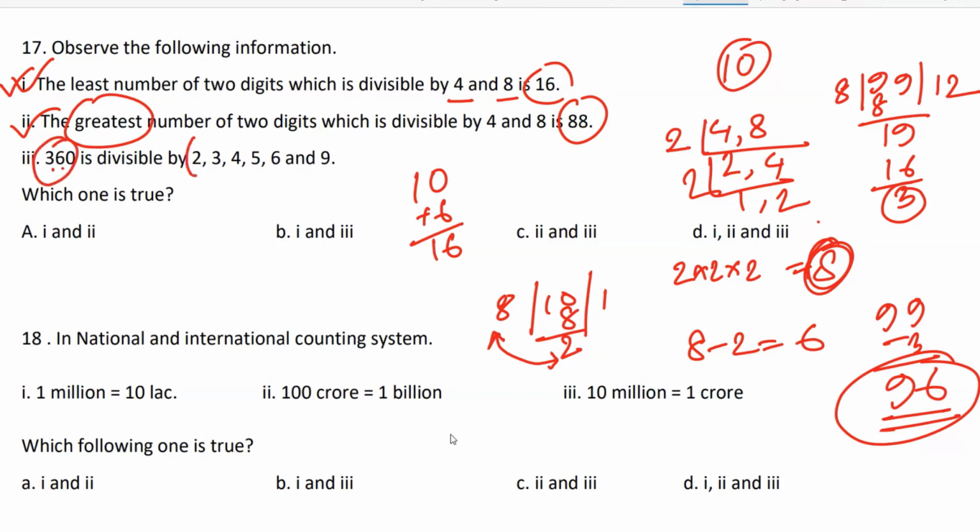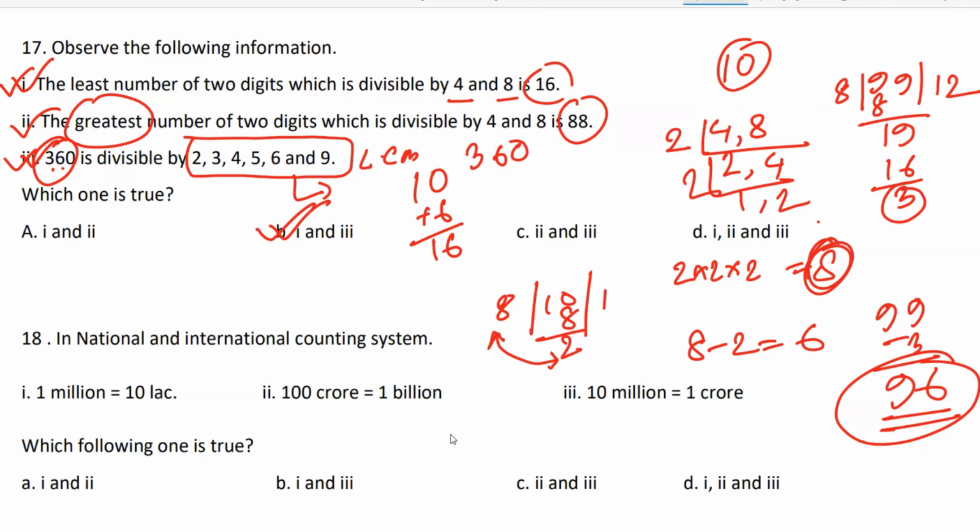360 is divisible by this number. First step, we have to find the LCM, and the LCM of these numbers is 360. That's why 360 is divisible by these numbers. So the third information is correct. So statements 1 and 3 are correct, and the second information is wrong. Now let's see the next question.